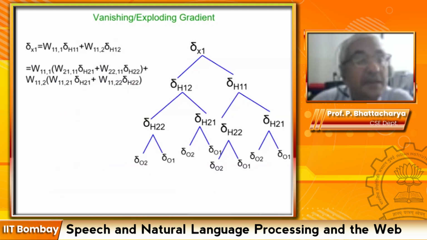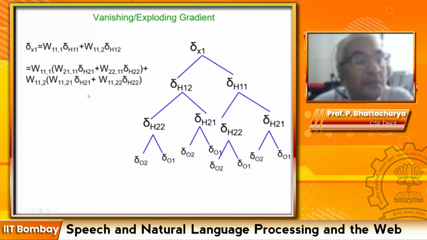And we can do some combinatorics and see how the terms expand out. So delta x1 is multiplied by weight and delta h11, weight and delta h12. Delta h11 is delta h21, delta h22 multiplied by weights, plus delta h12 is delta h21, delta h22 multiplied by weights. And these expressions are again multiplied by W112 and W111. Okay, so if you expand it out, first of all, delta x1 will consist of multiplication of weight and another delta term. So delta x1 will consist of addition of 2 terms, delta h1, and each of these addition terms is a product of 2 weights and a delta value.